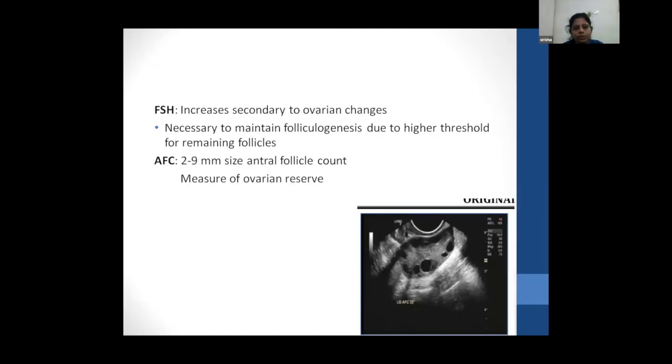Of course, we all know about FSH and the antral follicle count. FSH is increased secondary to the ovarian changes. It is to necessitate folliculogenesis to a higher threshold for the remaining follicles. And antral follicle count, of course, of 2 to 9 mm size, is a measure of ovarian reserve.